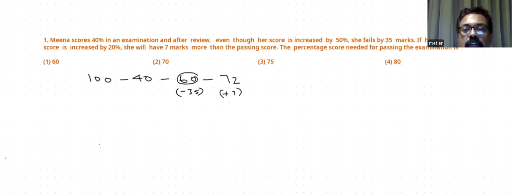Now, when she scored 60, she failed. When she scored 72, she passed. So obviously, the pass mark percentage will be lying anywhere in between 60 and 72. Just look at the options. 60, 70, 75, 80. There is only one option lying in between 60 and 72, and that one will be your answer. Now, you may have the doubt in your mind, sir, if you have 2 options in this range, 60 to 72.